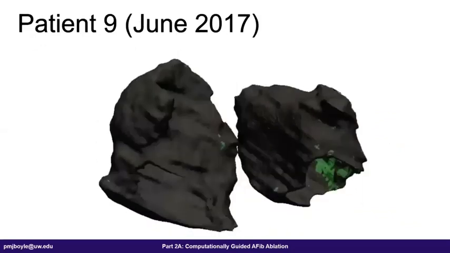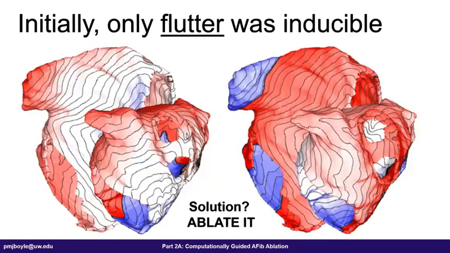So here's our 9th patient from June 2017. Initially, we only saw macroscopic reentry around the annulus of the mitral valve. And so our solution was to virtually ablate that and see whether there were any potential other regions in the substrate that could sustain reentrant drivers in the absence of that macro reentry.